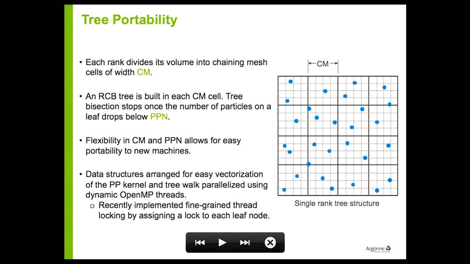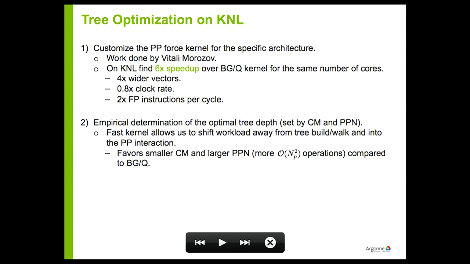So we recently implemented more of a fine-grained thread locking mechanism where we assign a thread lock to each individual leaf node. And so we found that on the KNL, this drastically reduced thread contention and was just an important step for us. So when optimizing the short-range tree calculation, there are basically two things that we need to do.